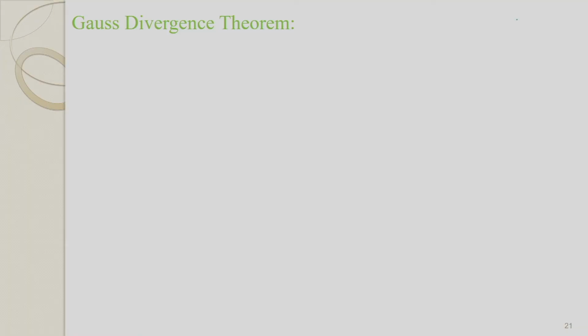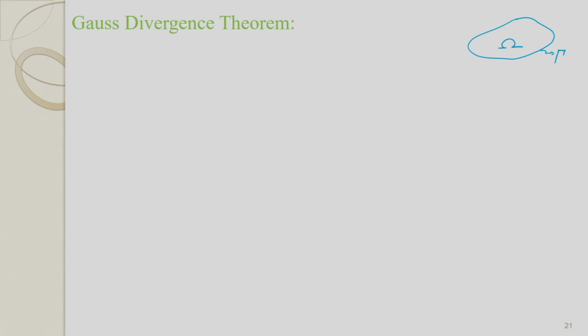Now, we will study Gauss divergence theorem, which relates the domain integral, which is the integral on the entire domain, with the boundary integral. In 2D, if your domain is this, then this is your boundary gamma.